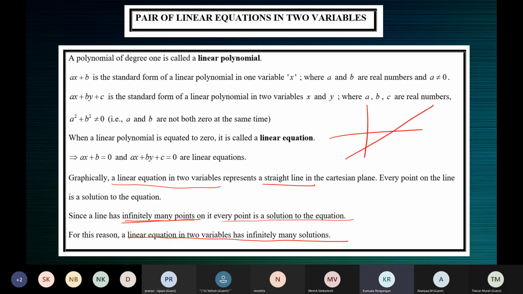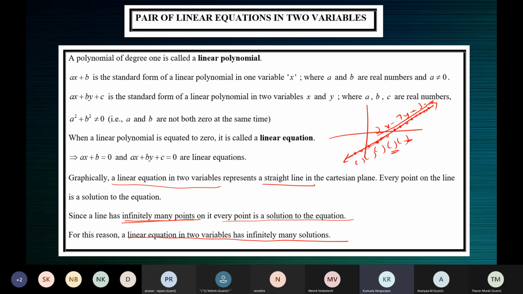This is the graph. So it's a straight line. So many points. Every point is a solution to that linear equation. Supposing this is like 2x minus 7y plus 3 is equal to 0. Now this point has an address, this point has an address, every point has an address. Every point is a solution to this equation.